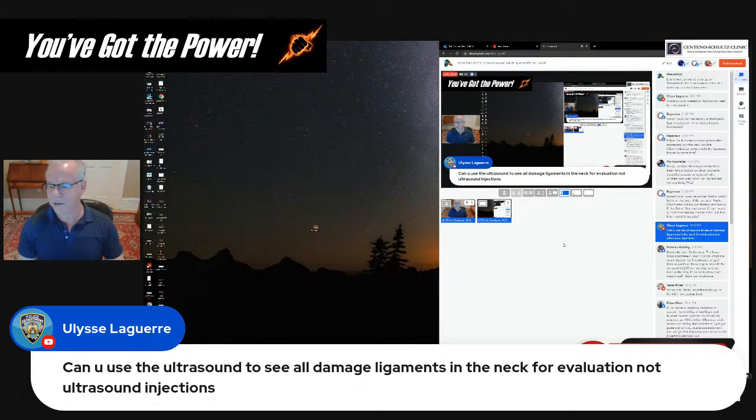Ulysses asks, can you use the ultrasound to see maybe ALL damage, ligaments in the neck for evaluation? It's a good question, Ulysses. The answer is the best way to see that is not really what ligaments look like. It's how they function. And that's flexion extension x-rays or the DMX that we often talk about.